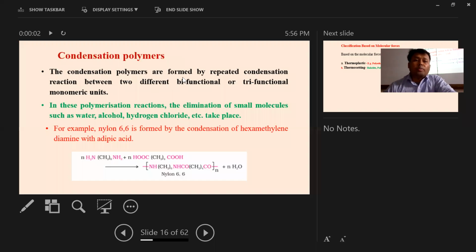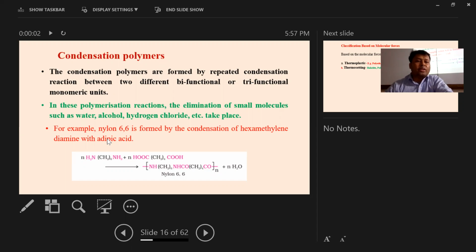The condensation polymers are formed by repeated condensation reactions between two different bifunctional or trifunctional monomeric units. In these polymerization reactions, the elimination of small molecules such as water, alcohol, hydrogen chloride, etc. takes place. So you can have different types of small molecules that can be removed to get the polymer, so that we can consider that as condensation polymerization.